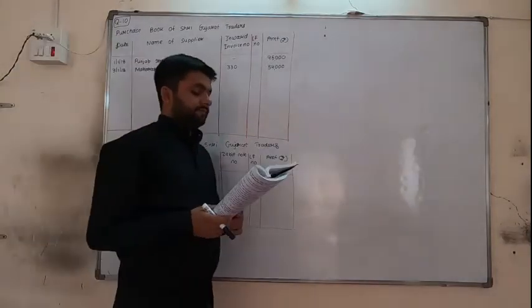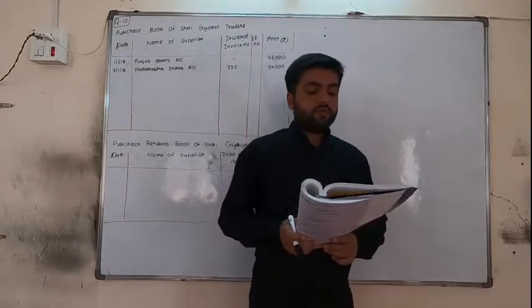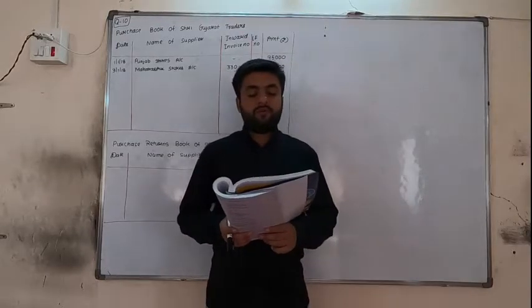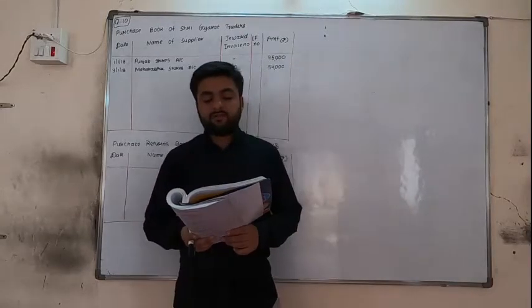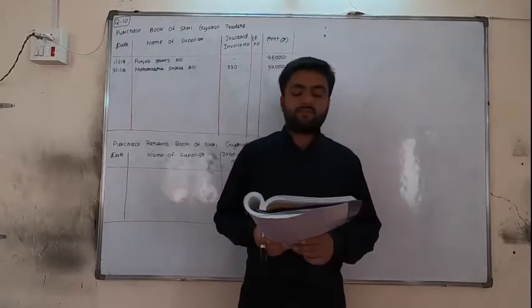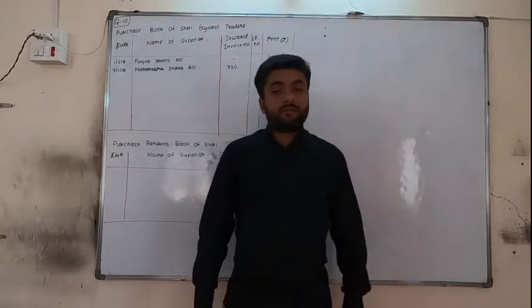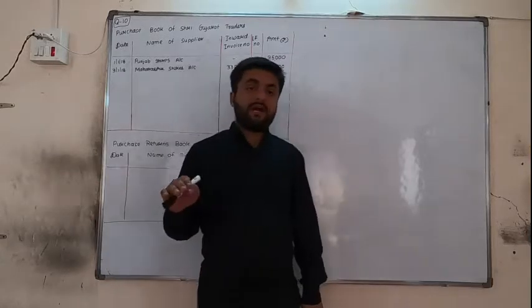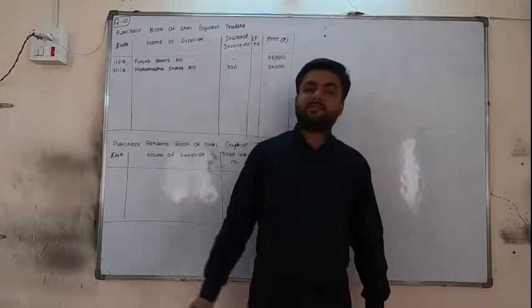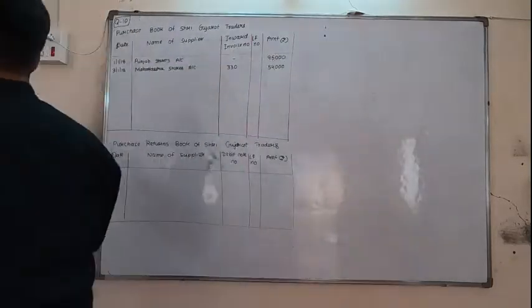Next, on 10th, goods purchased of 50,000 from Kerala stores on credit and 50% amount is paid immediately. We are purchasing the goods and we are paying only half amount, so the full amount will be considered as credit and recorded in the purchase book itself.